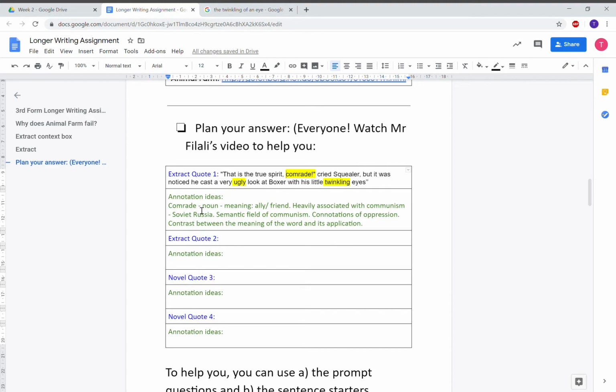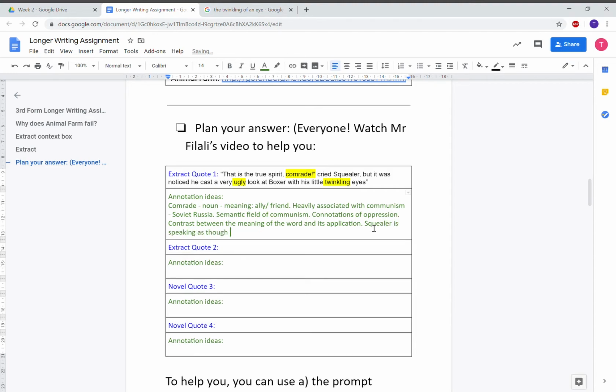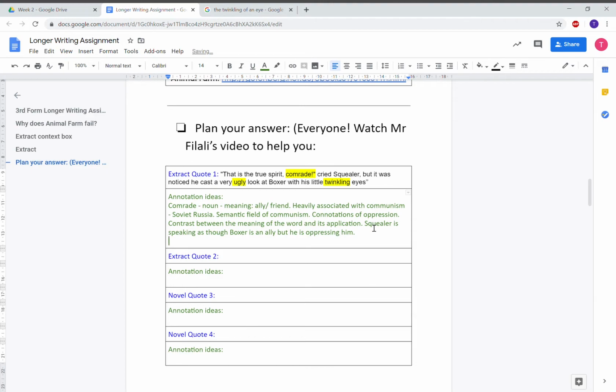So far we have that comrade is a noun, its meaning is ally or friend, it's heavily associated with communism or Soviet Russia, it's in the semantic field of communism, it has connotations of oppression, and there's a contrast between the meaning of the word and its application. We're going to link this though directly to the story, so we're going to say Squealer is speaking as though Boxer is an ally, but he is oppressing him. And that's probably all I'd say about the word comrade, okay?